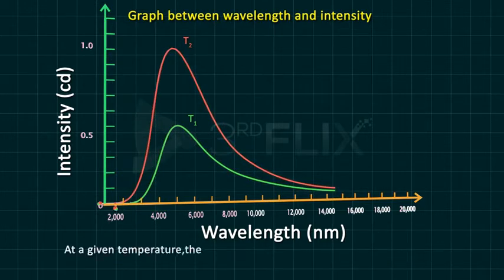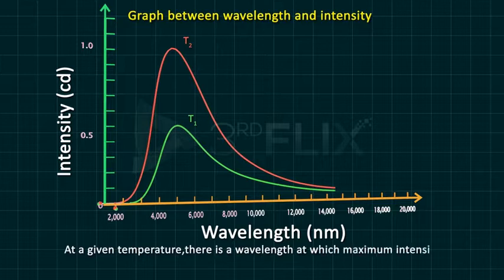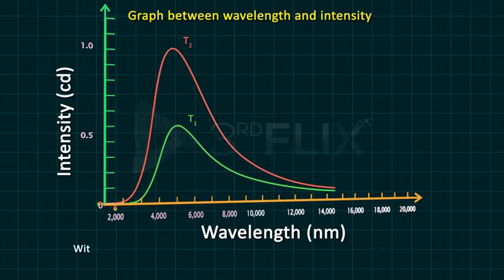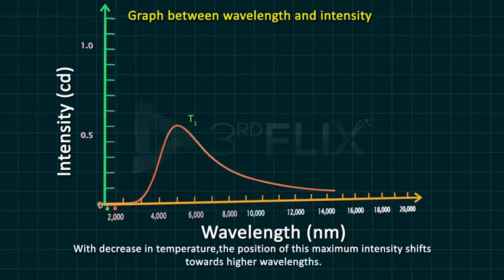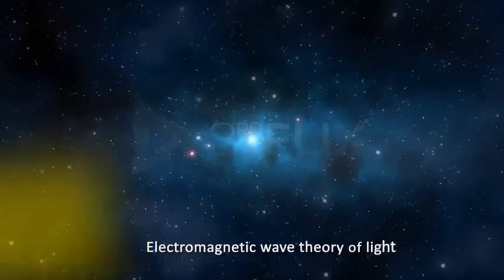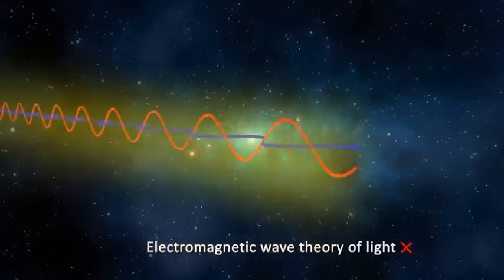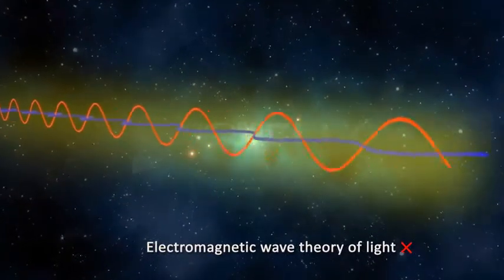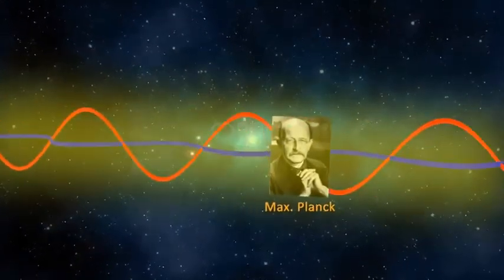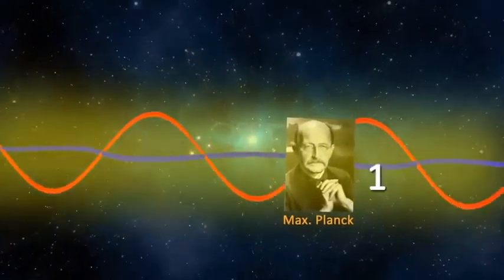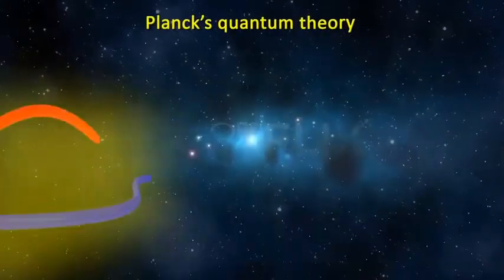At a given temperature, there is a particular wavelength at which the radiation emitted has maximum intensity. With decrease in temperature, the position of this maximum intensity shifts towards higher wavelengths. Electromagnetic wave theory of light could not explain these observations. Max Planck then proposed the quantum theory in 1900 to explain this phenomenon.